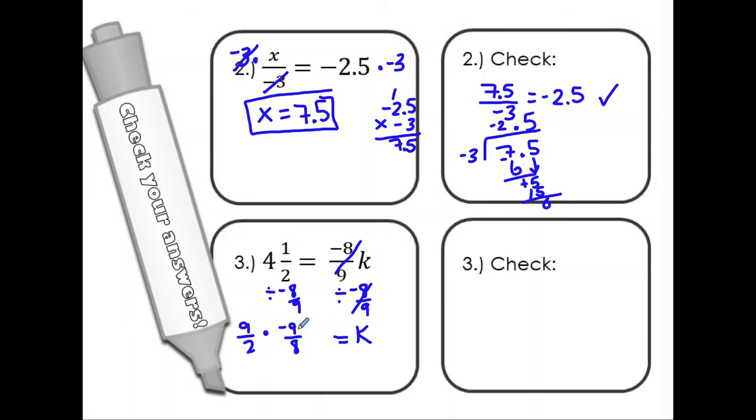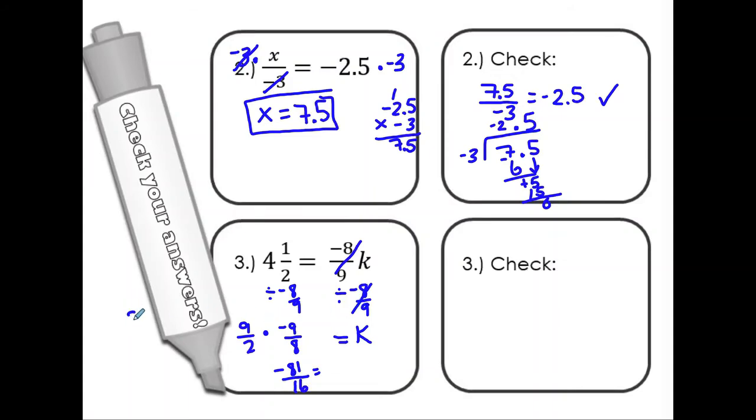I don't have anything to cross cancel here, so I've got to multiply straight across. 9 times negative 9 is negative 81. 8 times 2 is 16. So I have negative 81/16. Now that's an improper fraction, so I'm going to need to make that into a mixed number.